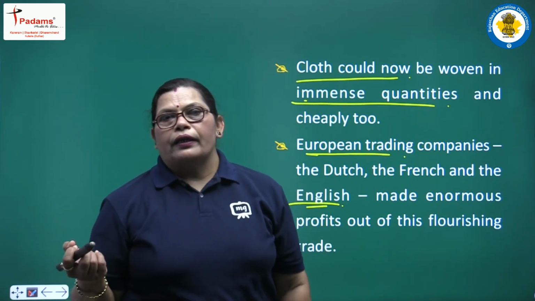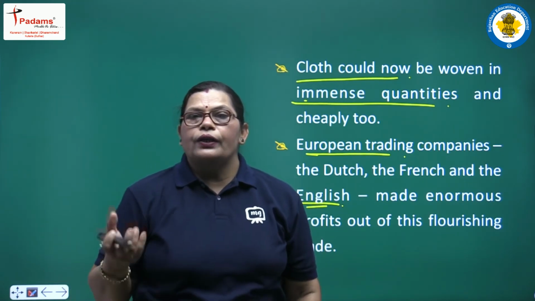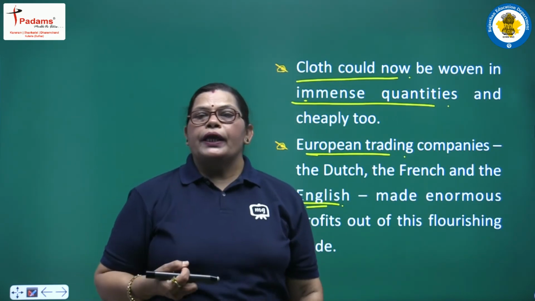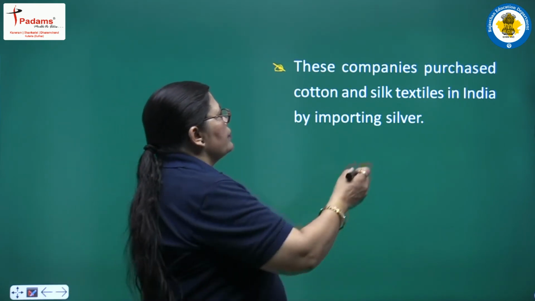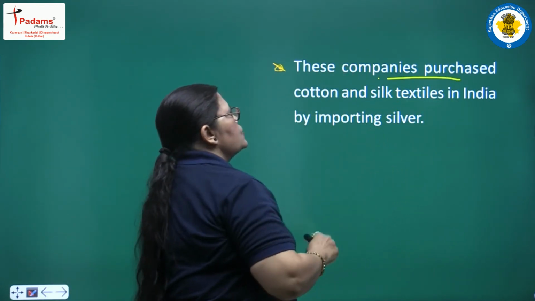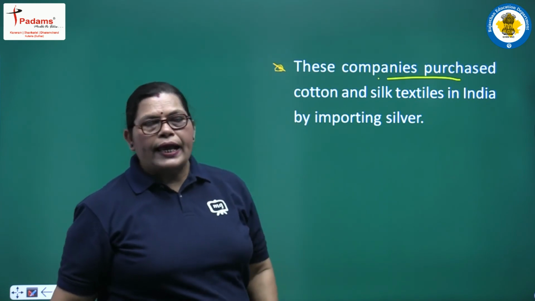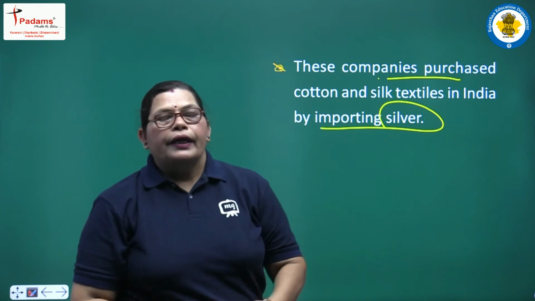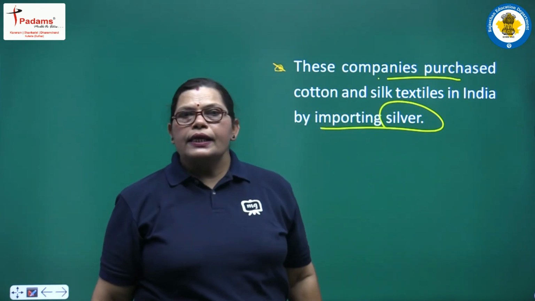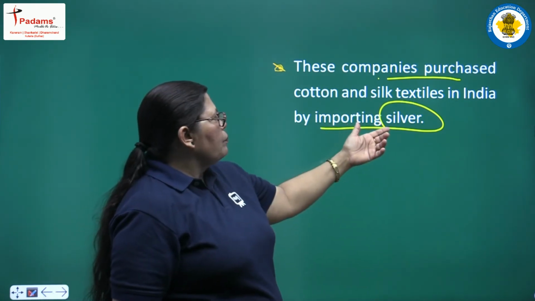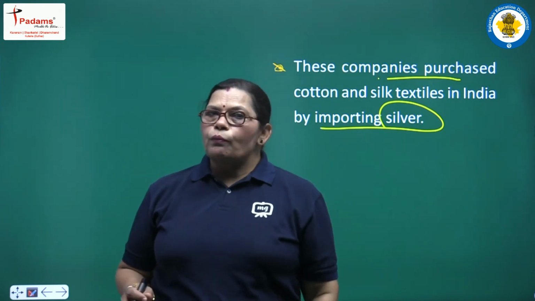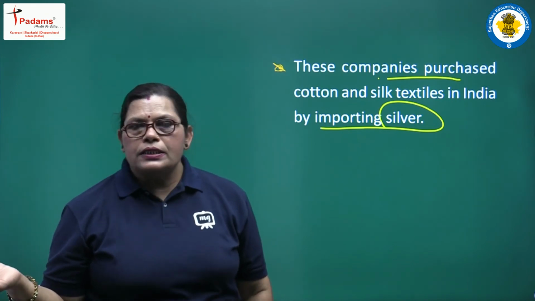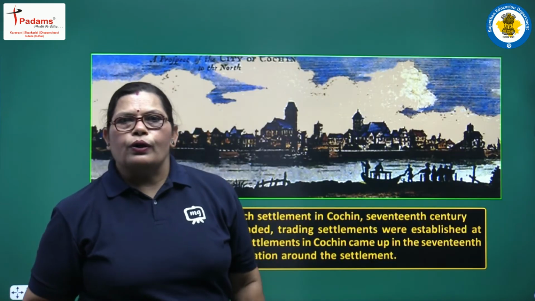Cotton textile material, and they had a huge benefit of selling because these were the middlemen, and middlemen took the main benefit to themselves. These companies purchased cotton and silk textiles in India by importing silver. Yes, in return for the cotton and silk textile, they were importing silver, and from this they took our cotton textile and silk material abroad.